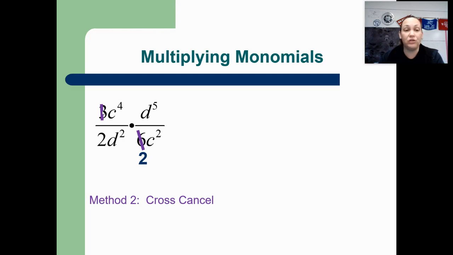But in this problem, I do have some letters on the top and on the bottom, so I will be cross-canceling those. When you're cross-canceling, again, you're subtracting, and you can do the bigger number minus the smaller number. This is the same problem as the previous example. So for my C's, I'm going to do 4 minus 2, which is 2. And the 2 ends up on top because that's where the 4 was. And then for the D's, I'll do 5 minus 2, which is 3. And that ends up on the top because that's where the larger exponent was.